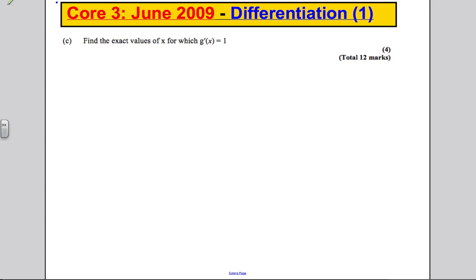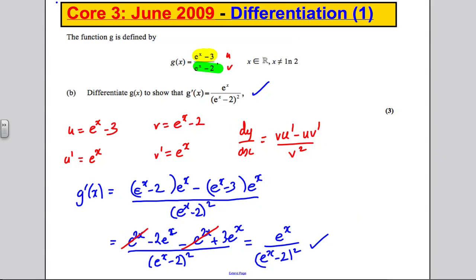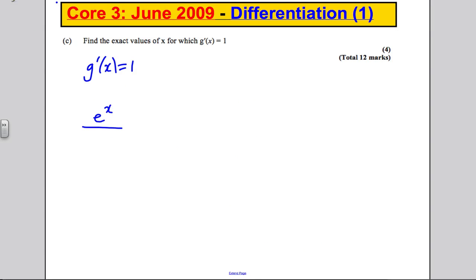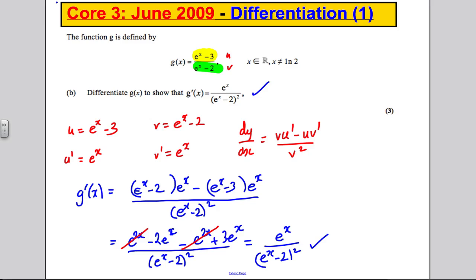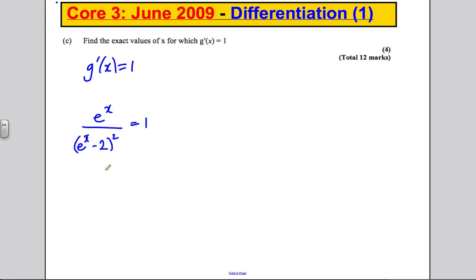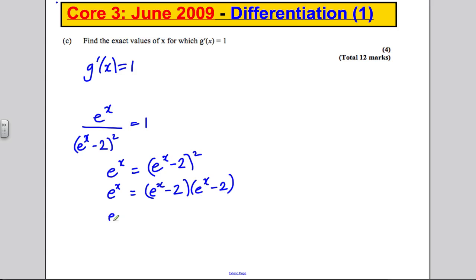And last part of this whole thing here, find the values of x for which g dashed of x is equal to 1. G dashed x is e to the x over e to the x subtract 2 squared is equal to 1. Okay, times everything by e to the x minus 2 squared, so you get e to the x is e to the x subtract 2 squared. Multiply it out, what other choice do you have? E to the x minus 2, e to the x subtract 2, that's e to the x.